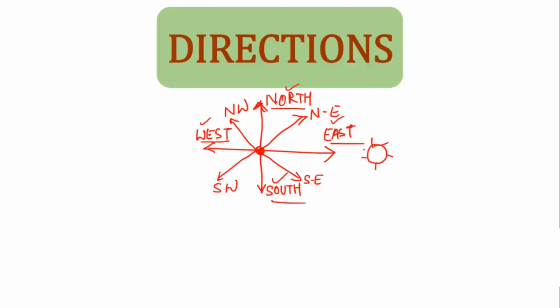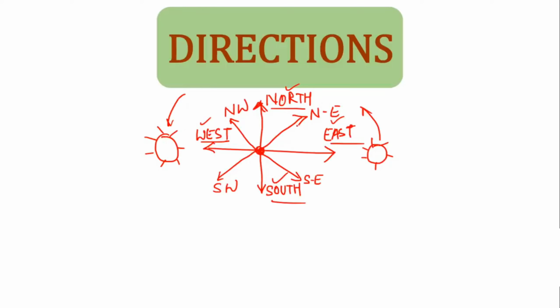The sun rises in the east and the sun sets in the west. This is common knowledge, but we need to remember this. Why? Because many times in the exam they might say that the person starts walking towards sunrise, or towards sunset. That means that the person is walking towards east or west, right? So the sun rises in the east and the sun sets in the west. Now we have learned the 8 directions.